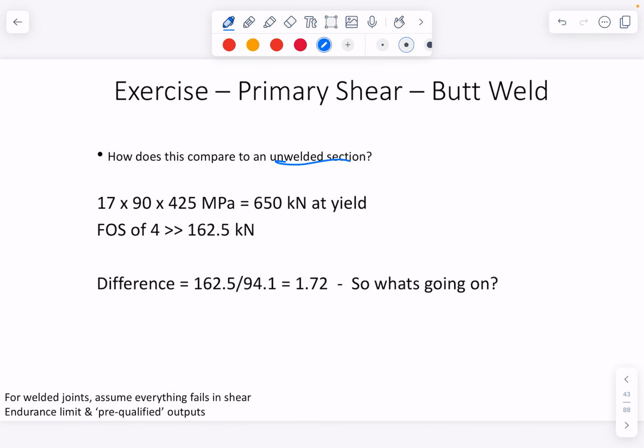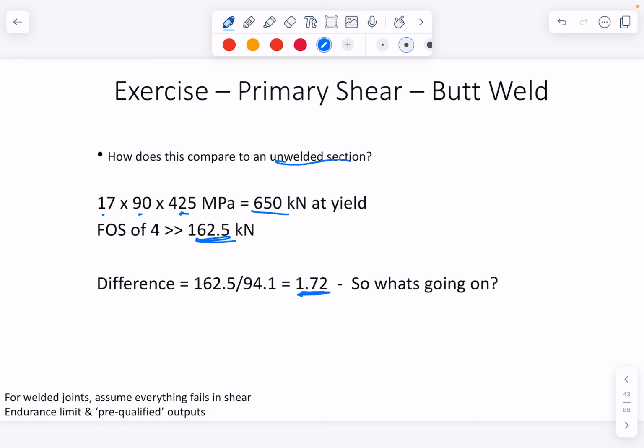As compared to an unwelded section, well, 17 by 90 by 425 is 650 kilonewtons. Give that a factor of safety 4 and we get 162. So there's a factor of safety inherent in this thing of 1.72. So this is going to allow for everything that goes with the weldment, basically.